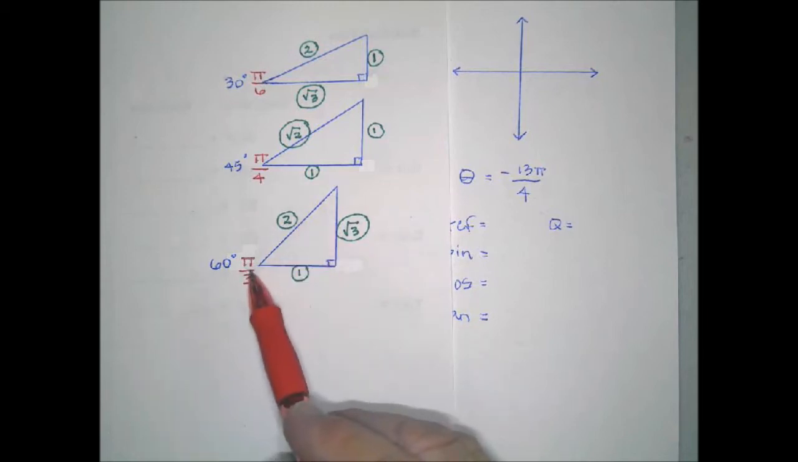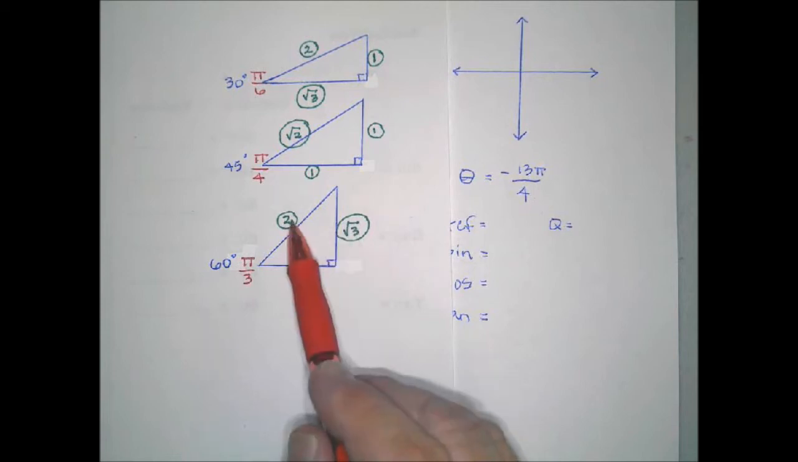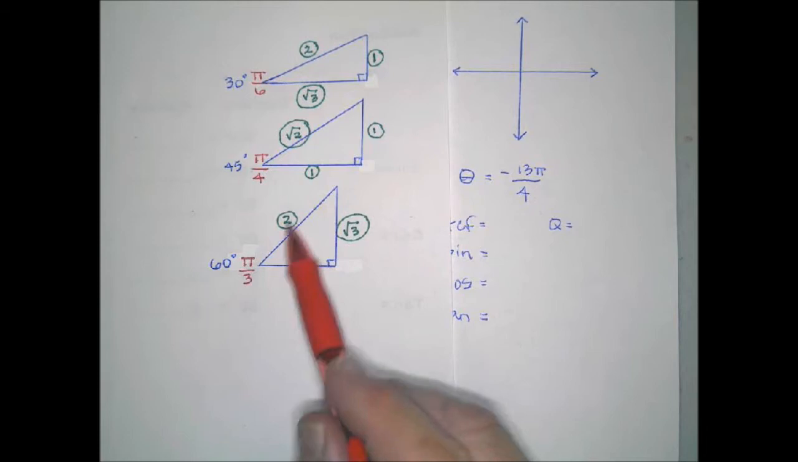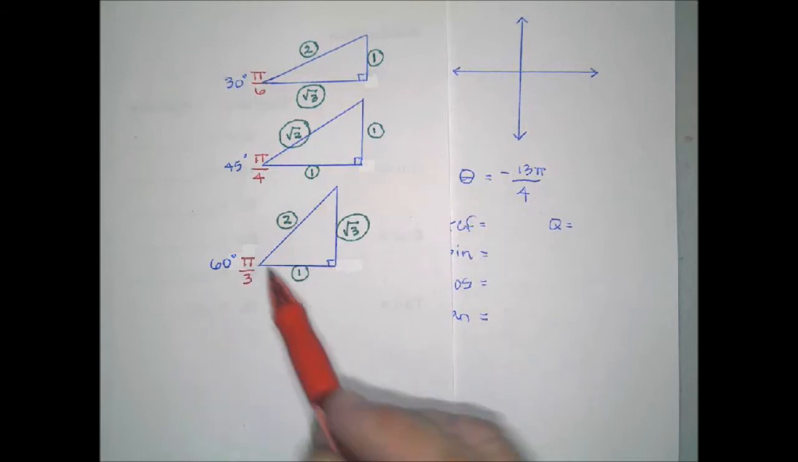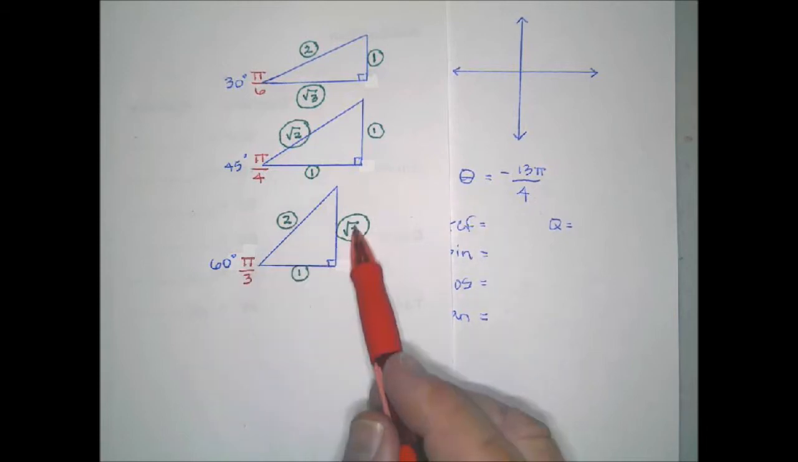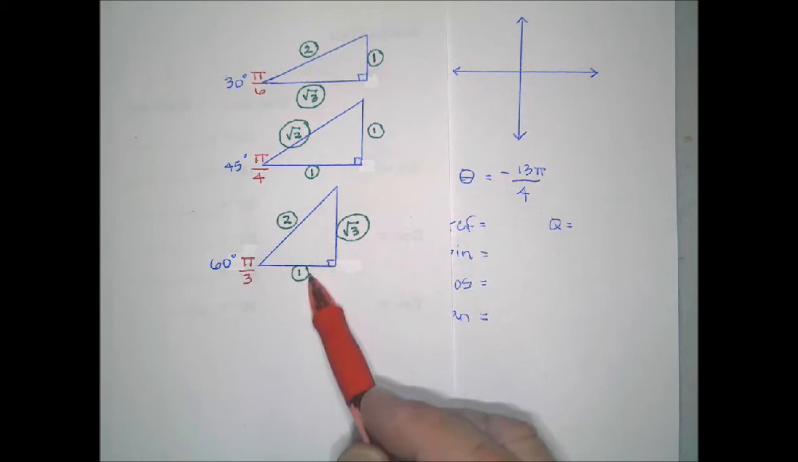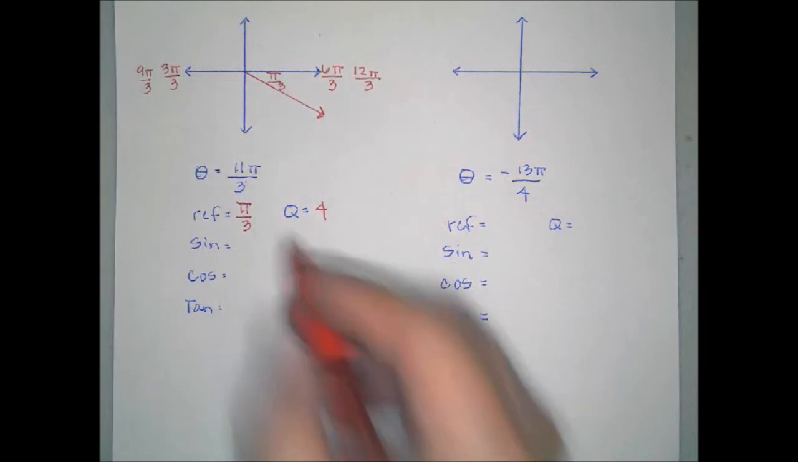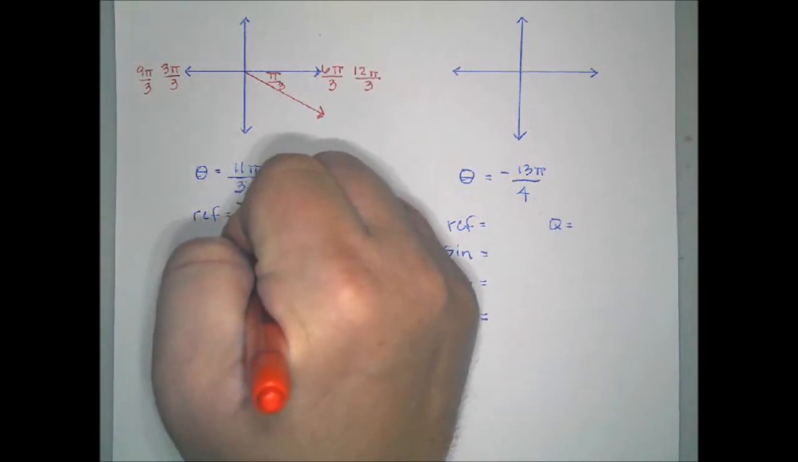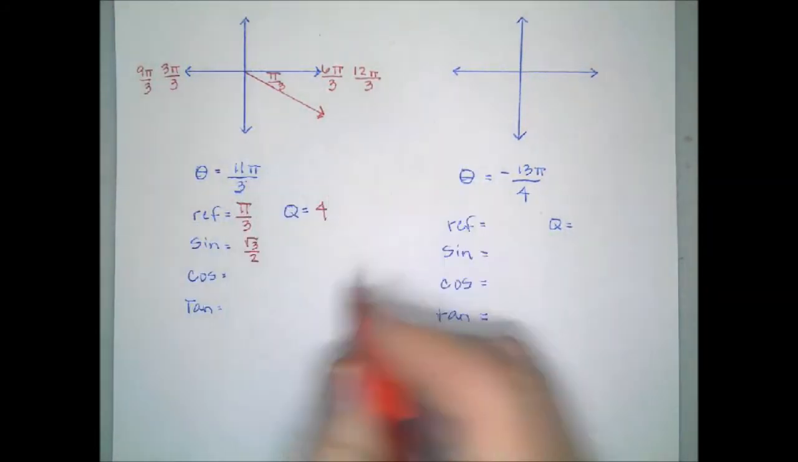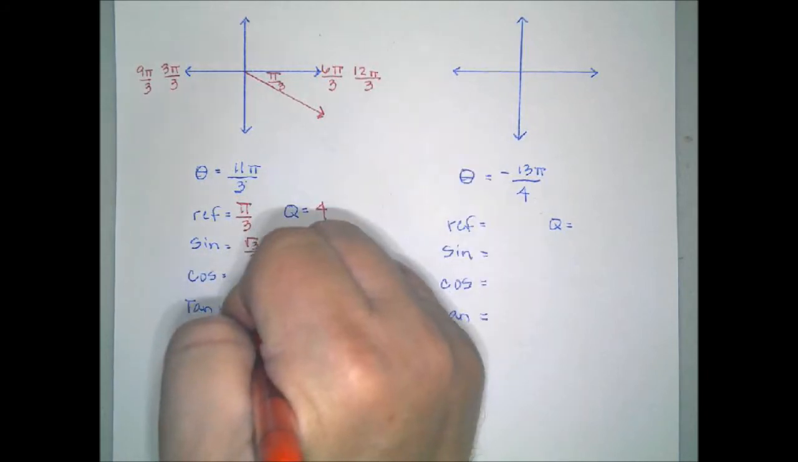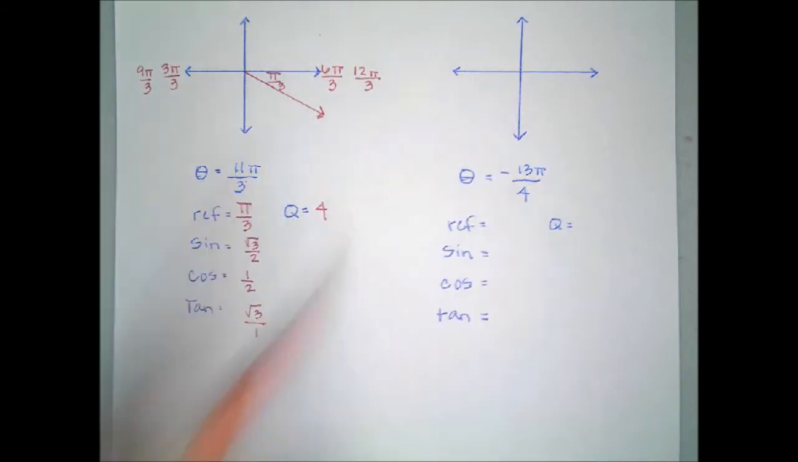The sine is root 3 over 2, opposite over hypotenuse. The cosine, adjacent over hypotenuse, is 1/2, and the tangent is opposite over adjacent, which is √3/1. So I'm going to transfer all those numbers to right here. Sine is √3/2. Cosine is 1/2. And tangent is √3. And if you want to call it √3/1, sure, go ahead and do it.